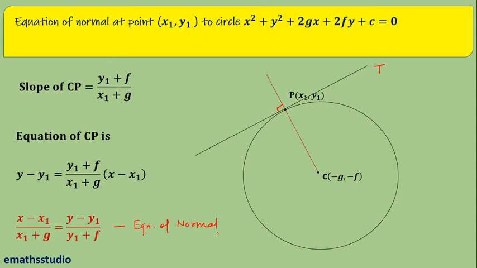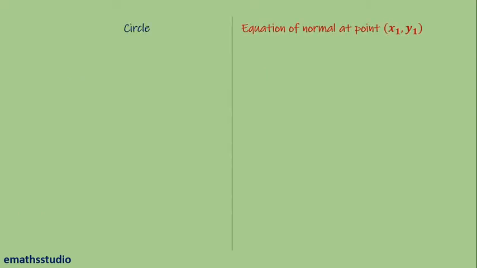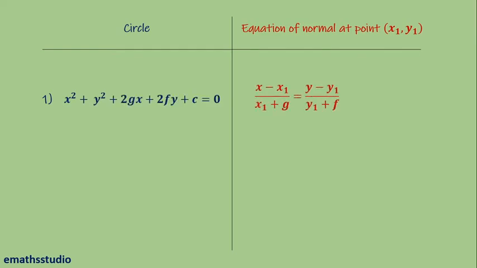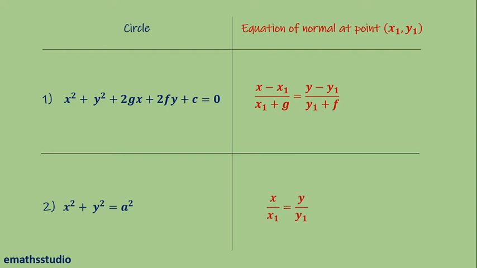Now this equation we have derived for a general circle. So have a look at this one. Whenever a general circle is there, the equation of the normal is what we obtained: (x - x1)/(x1 + g) = (y - y1)/(y1 + f). While for a standard circle, the equation is x² + y² = a², and its normal is x/x1 = y/y1. So these are the equations of normals to the general circle and the standard circle.